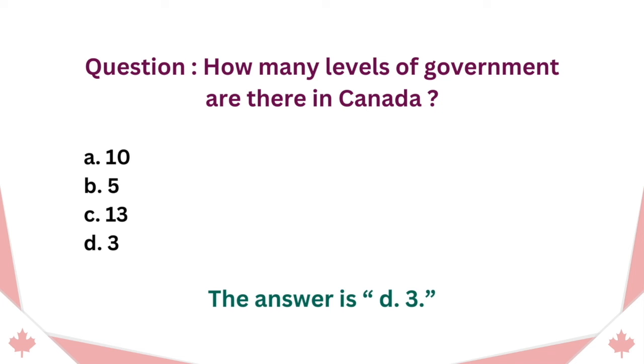1969. Question. How many levels of government are there in Canada? A. 10. B. 5. C. 13. D. 3. The answer is D. 3.